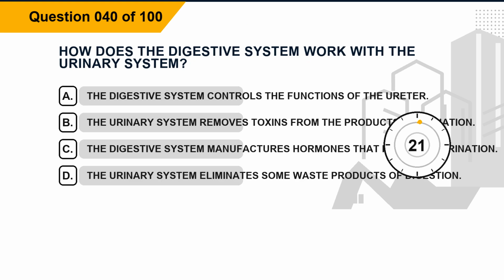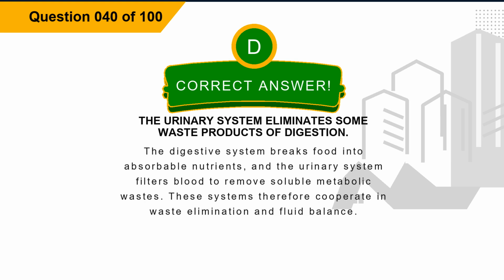Question 40. How does the digestive system work with the urinary system? Option A. The digestive system controls the functions of the ureter. Option B. The urinary system removes toxins from the products of urination. Option C. The digestive system manufactures hormones that influence urination. Option D. The urinary system eliminates some waste products of digestion. The correct answer is option D. The urinary system eliminates some waste products of digestion.